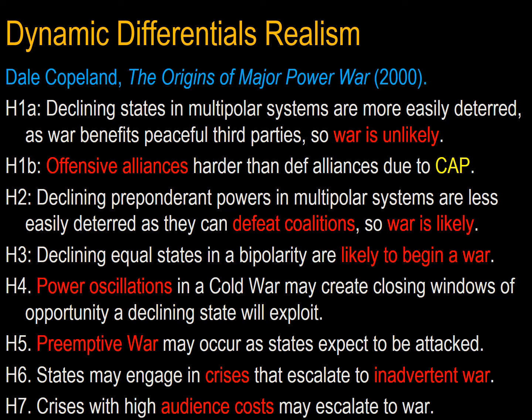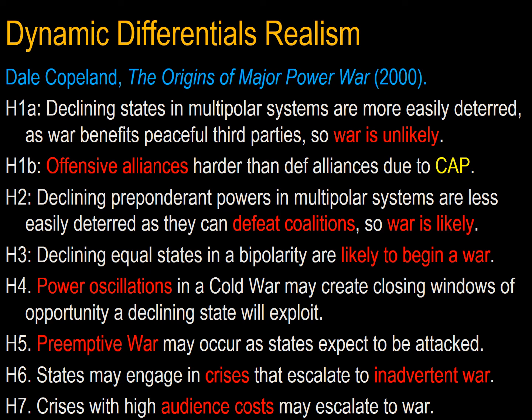Hypothesis 5. Preemptive war may occur as states expect to be attacked. So maybe the U.S. thinks it's not starting the war against China. Maybe the U.S. detects a large Chinese convoy. It thinks it's going to be used to invade Taiwan, and so the U.S. acts preemptively, thinking they're not initiating the war, but they're acting before a war would start. And maybe they could be mistaken.